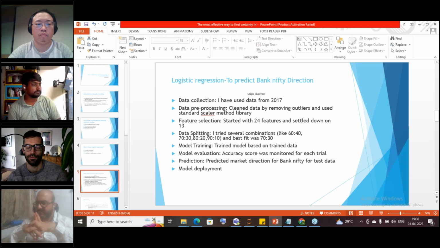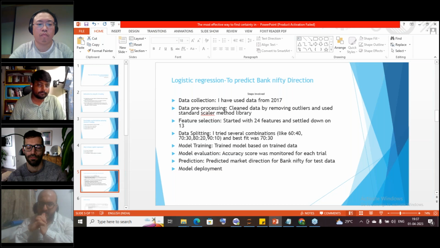I started with the data collection, and I came across outliers in that data. As per the process, I removed the outliers and applied standard scaling on that data using the scaler library. Initially I chose almost 24 features, which are technical indicators as well as some fundamental indicators. But on a trial and error basis, I removed almost 11 features from that list, and currently my model is based on 13 features. Similarly, I tried splitting the data with a 60-40 ratio and then a 70-30 ratio, tried many ways, and found that 70-30 suits my model best.